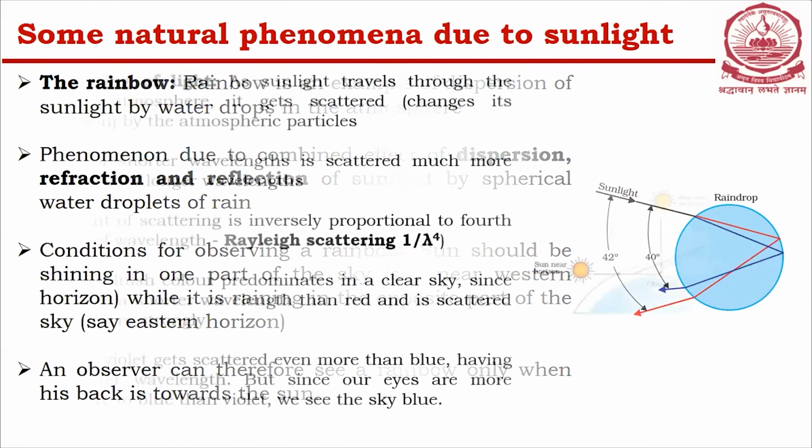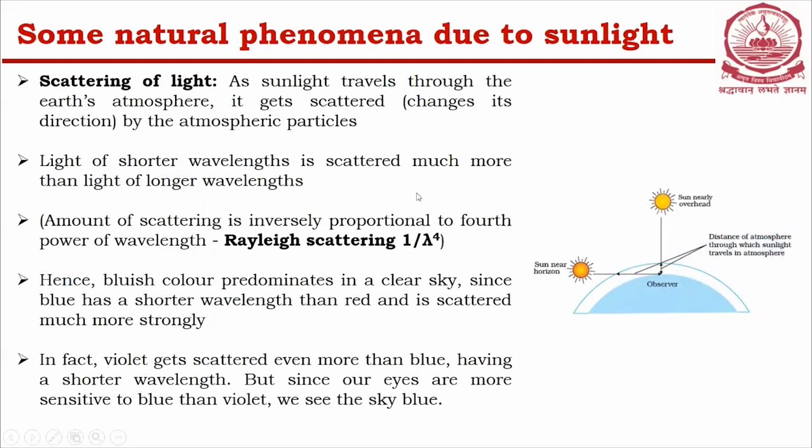Similarly, there are other things also. Scattering of light. There is something called Rayleigh scattering and Raman scattering. There are two types of scattering. At your level, only Rayleigh scattering is important. Rayleigh scattering is inversely proportional to the fourth power of the wavelength. So light of shorter wavelengths is scattered much more than light of longer wavelength. That's what you have seen before. In the case of dispersion, and here also in scattering, light of shorter wavelengths is scattered more when compared to longer wavelength.